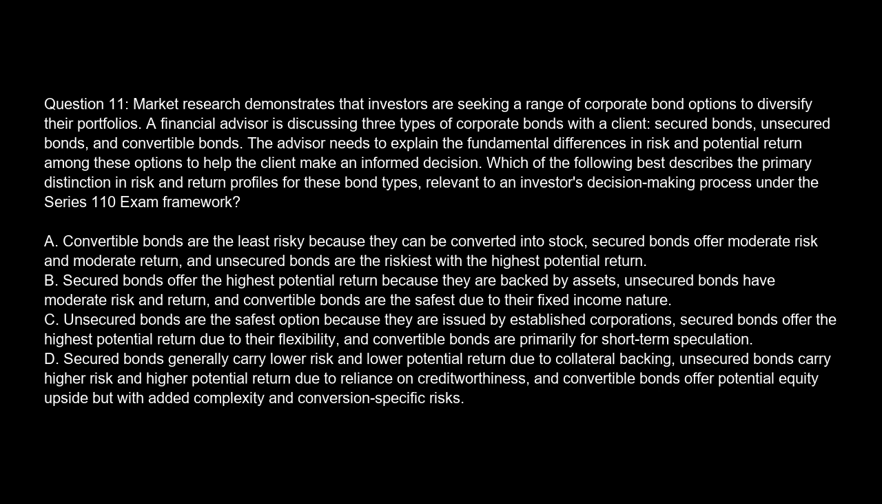Option C. Unsecured bonds are the safest option because they are issued by established corporations. Secured bonds offer the highest potential return due to their flexibility, and convertible bonds are primarily for short-term speculation. Option D. Secured bonds generally carry lower risk and lower potential return due to collateral backing. Unsecured bonds carry higher risk and higher potential return due to reliance on creditworthiness. And convertible bonds offer potential equity upside, but with added complexity and conversion-specific risks.